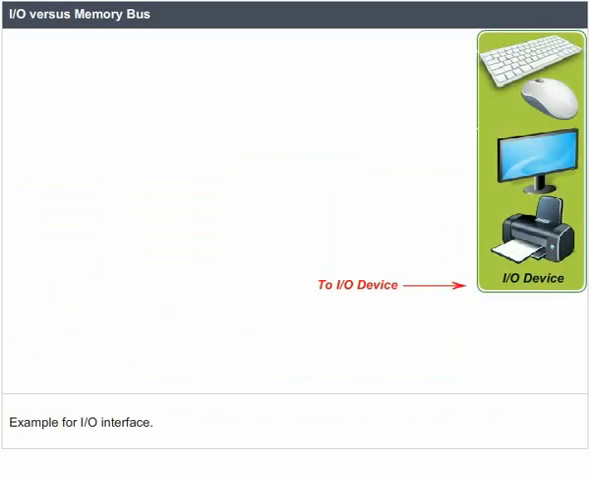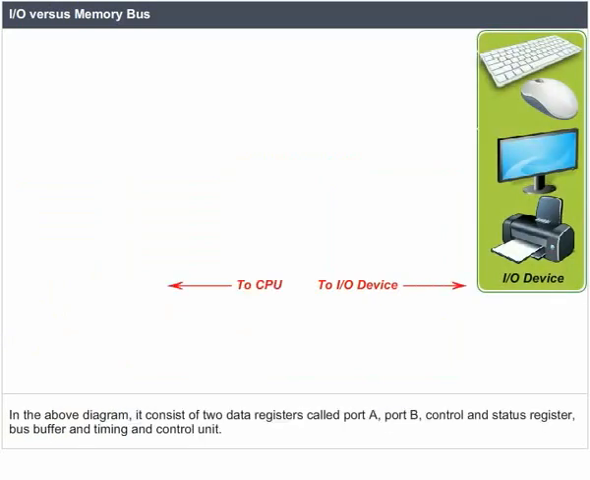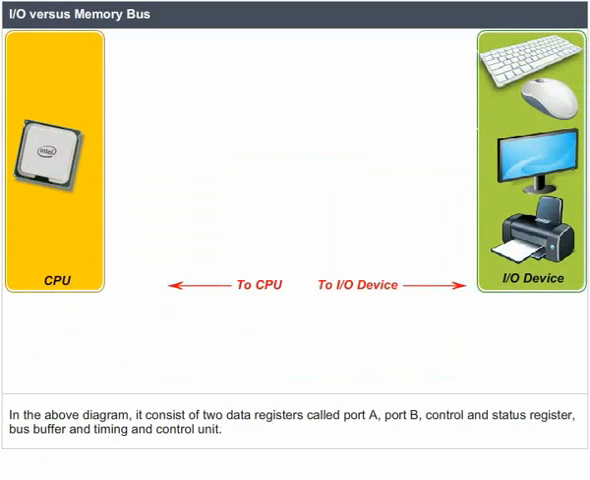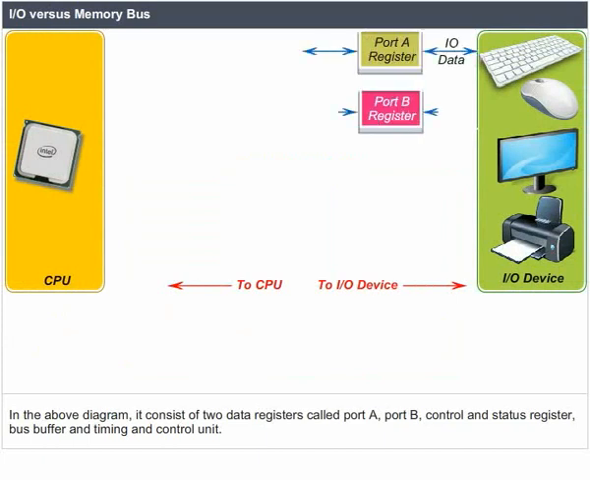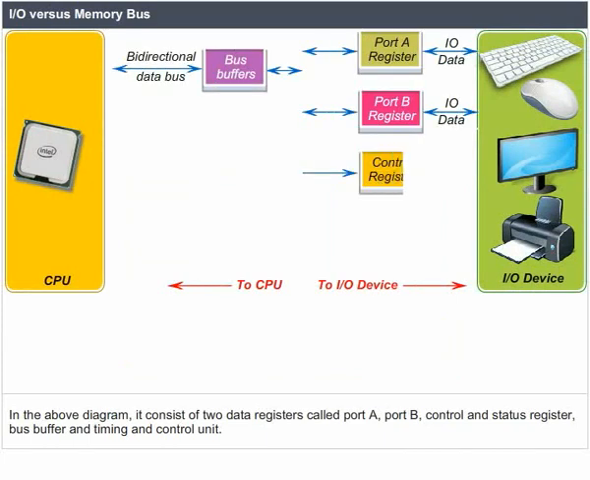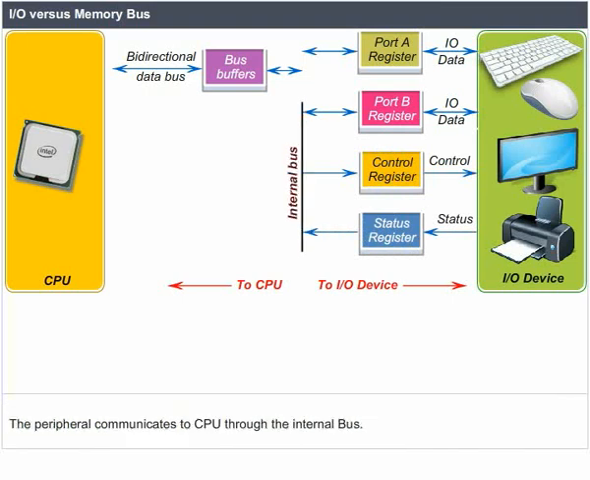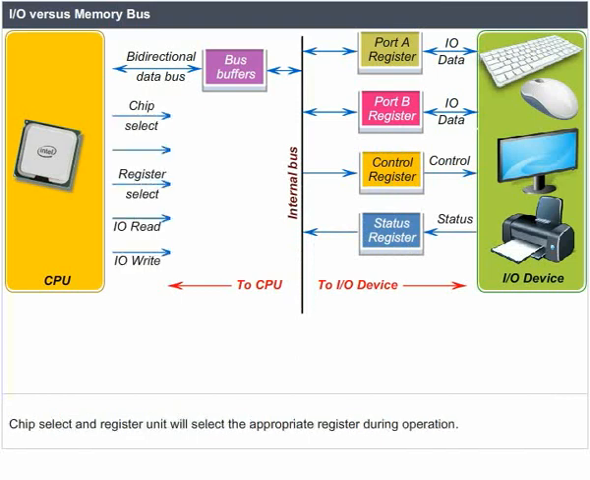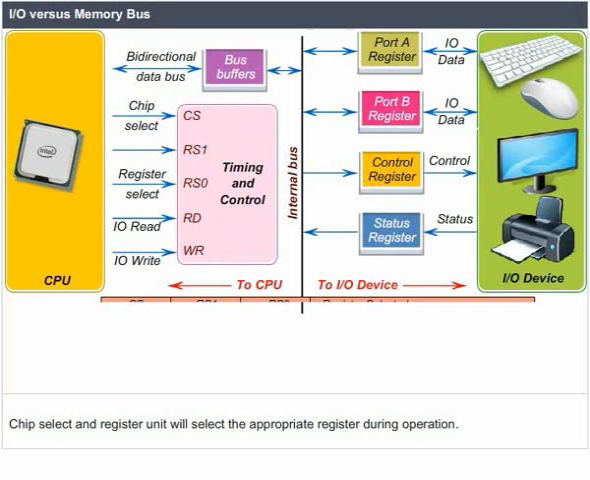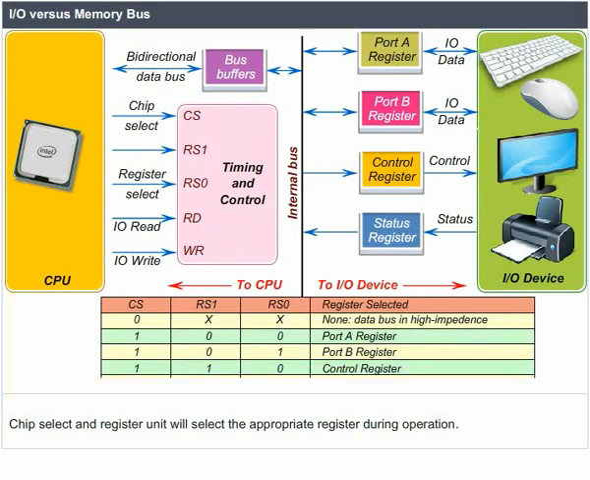Example for IO interface. In the above diagram, it consists of two data registers called port A and port B, a control and status register, a bus buffer, and a timing and control unit. The peripheral communicates to the CPU through the internal bus. The chip select and register unit will select the appropriate register during operation.